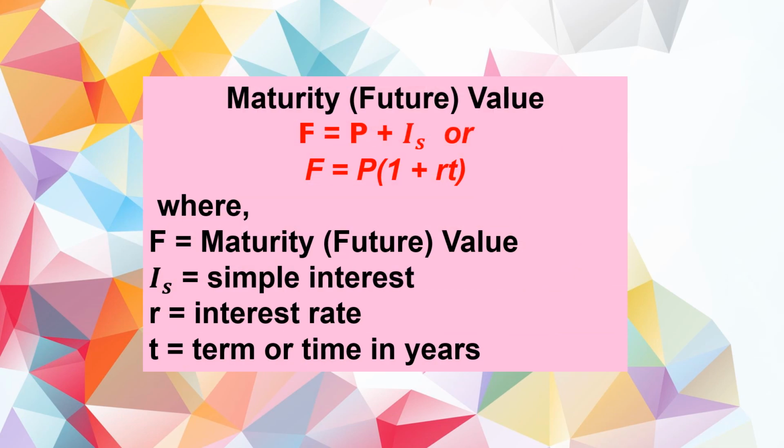Now, let's have maturity or future value. The formula is F equals P plus I sub S, or F equals P times the quantity 1 plus R times T, where F now is the maturity or future value. I sub S is the simple interest. R is the interest rate, and T is the term or time in years.